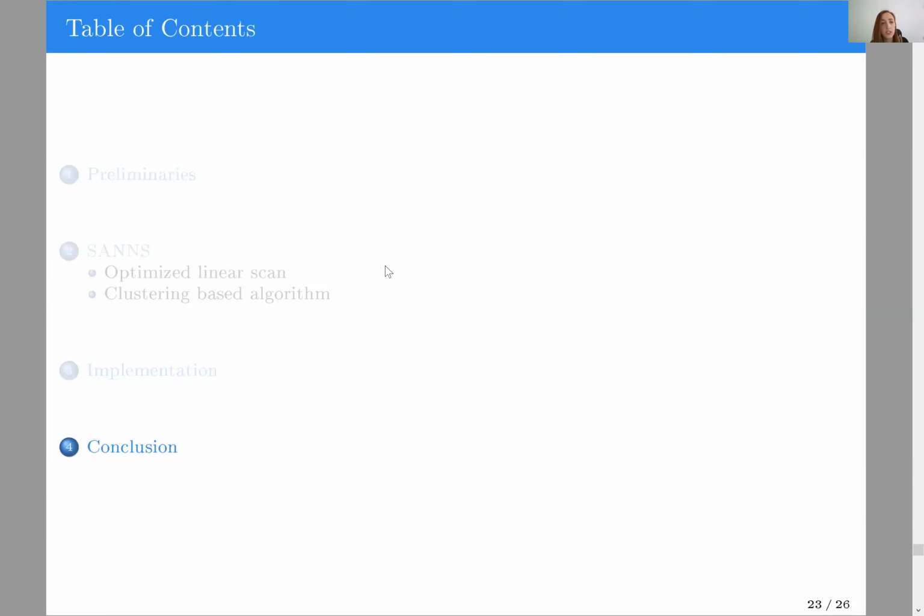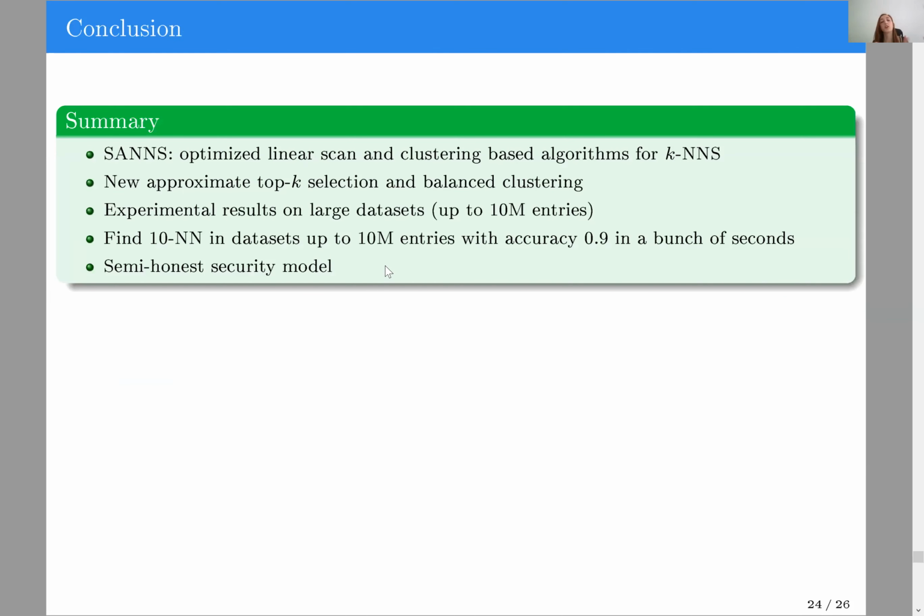Okay, so this almost concludes my talk. I will just finish by summarizing our contributions. As we saw today, we present SANNS, which is a construction for k-nearest neighbor search. We propose 2 solutions. One is an optimized linear scan. The second solution is a cluster-based algorithm, which is sublinear. In order to improve these algorithms, we propose a new approximate top-k selection and also a technique to produce balanced clusterings.